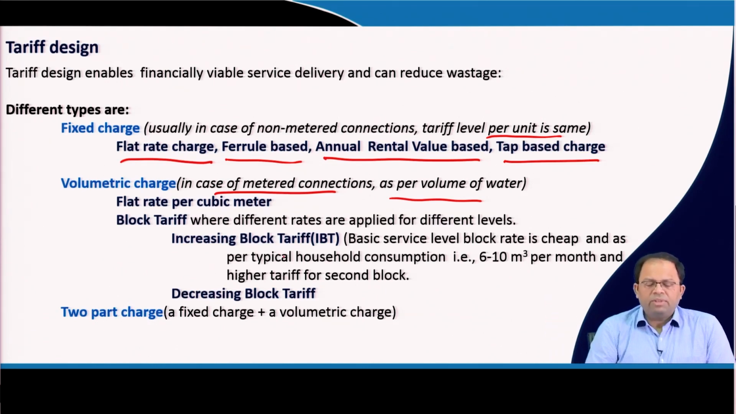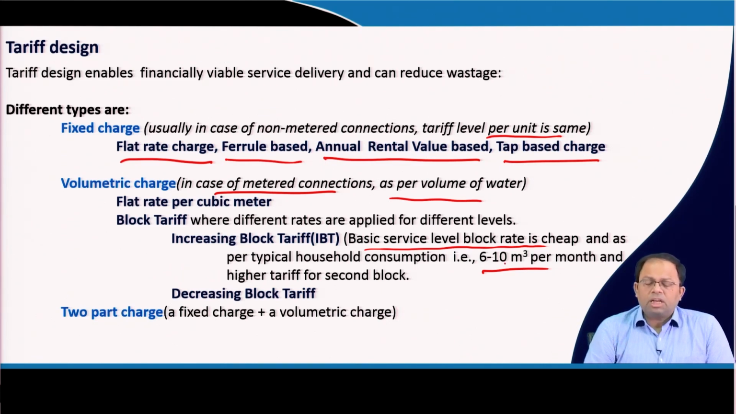So usually when we set an increasing block tariff, or IBT, as it is popularly known, we keep the basic service level block rate cheaper. Usually it is as per the typical household consumption, maybe a family of 4 or 5. We assume that so many kiloliters of water will be consumed, which is around 6 to 10 meter cube per month, and we set a tariff of reasonable volume. That means for each meter cube you have to pay so much money.